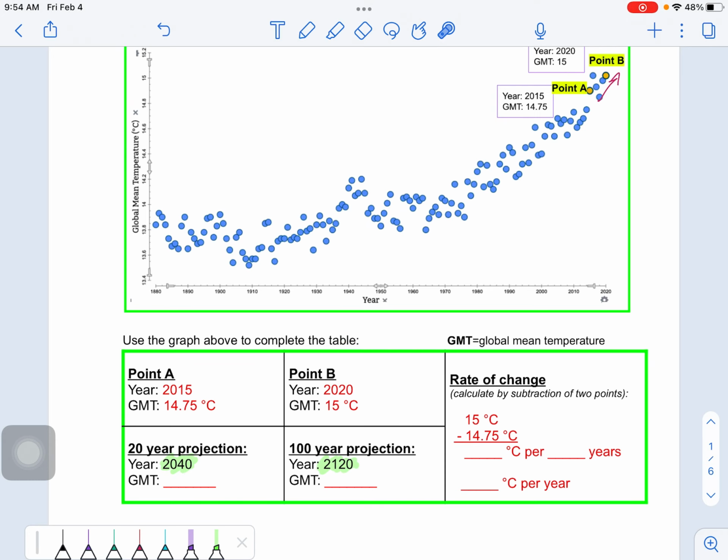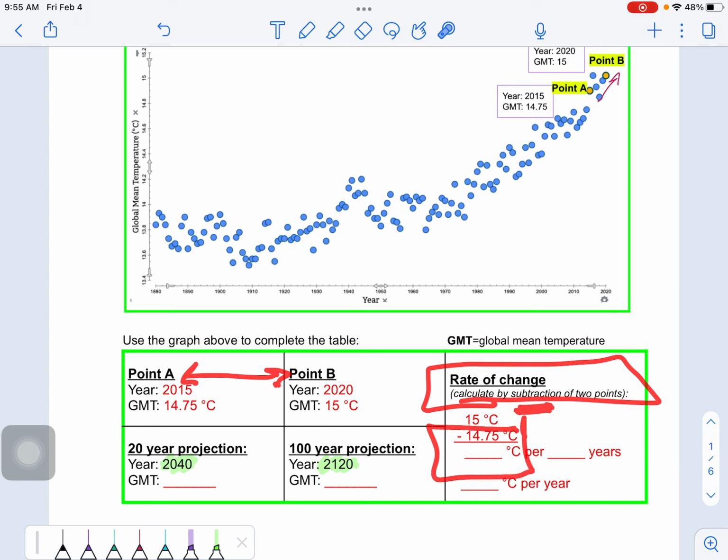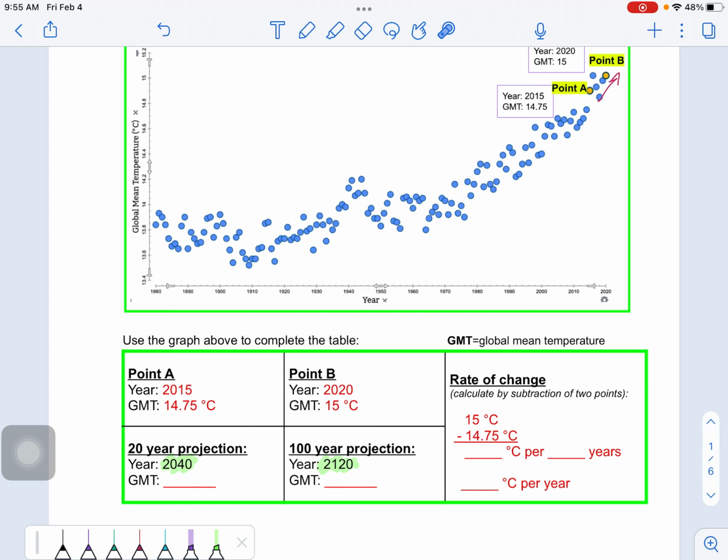So now that I have my two data points, I'm able to figure out my rate of change. I need to do a subtraction to figure out both the value and the years, right? So for starters, I'm looking at the year gap, right? What is the year change between these two points? So we're seeing a change in 5 years. How much of a change is determined by doing our subtraction.